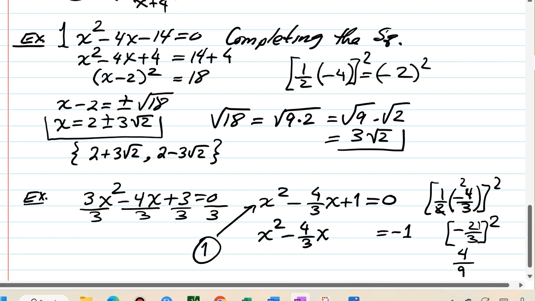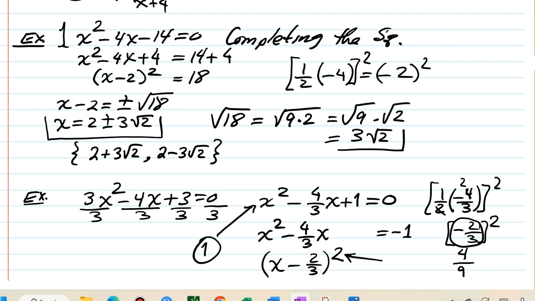Now half of the number, that negative 2/3, is going to be inside the binomial. Half the coefficient goes inside the binomial. Don't forget to square it right here. The most common error is to leave the square out. If you do, that's just incorrect, and the square root property will not work appropriately like it should. So it does have to be squared. And we're going to add 4/9 on this side plus 4/9 on the other side.